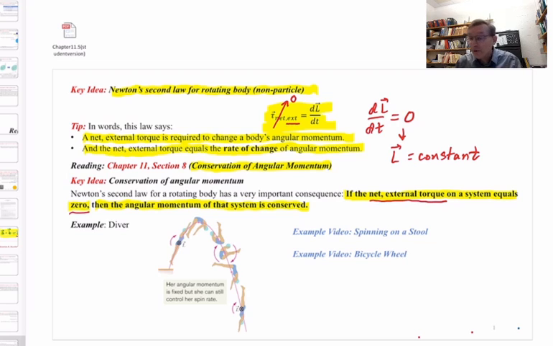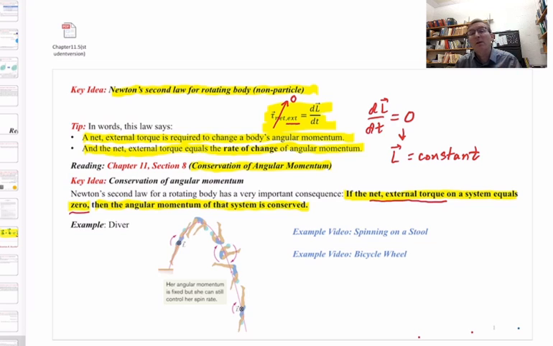When the system you have chosen has no external work, no external forces doing work, and the internal forces doing work are all conservative forces. That's the condition for the conservation of mechanical energy.